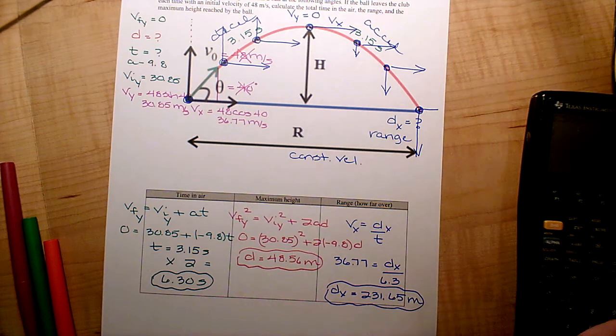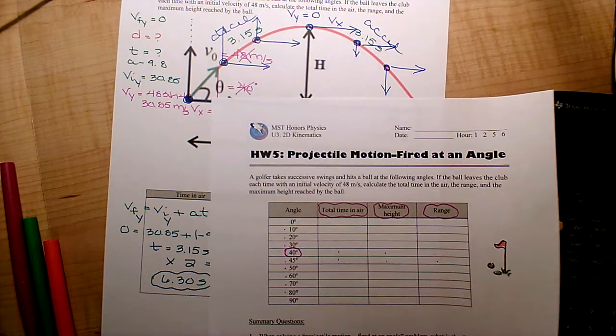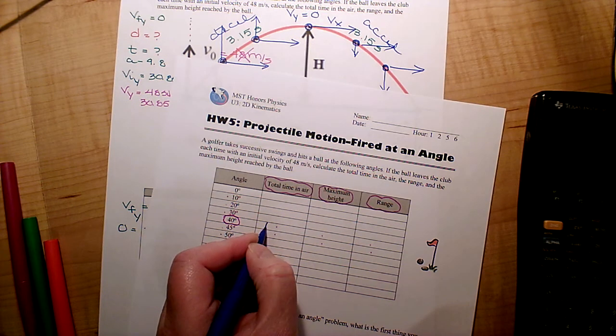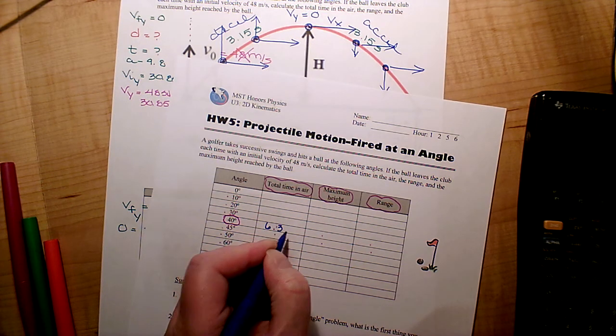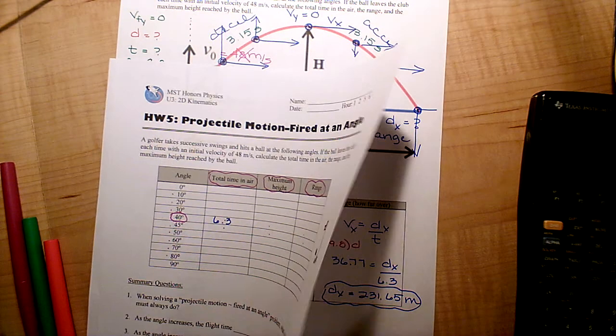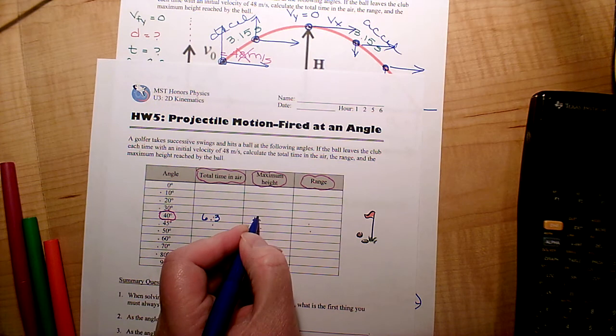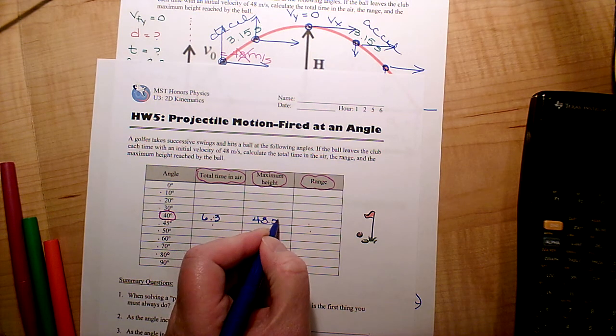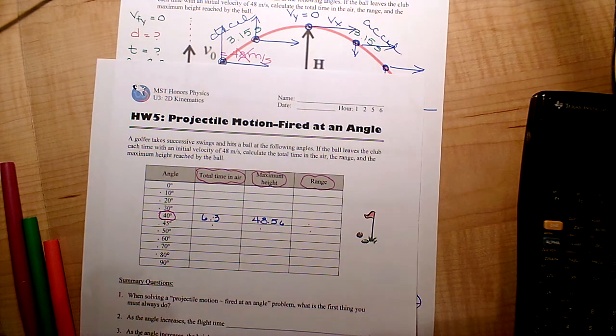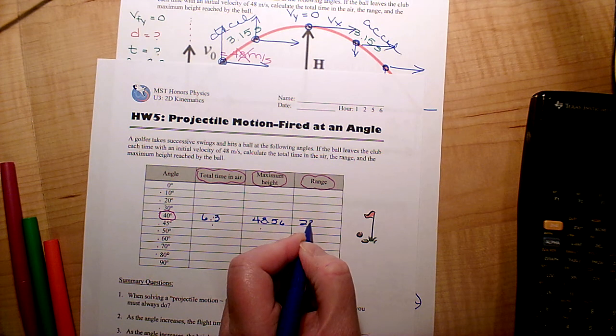Okay, so then I'm going to take those answers and I'm going to write them in the chart. So this was 6.3 seconds, 48.56, and 231.65.